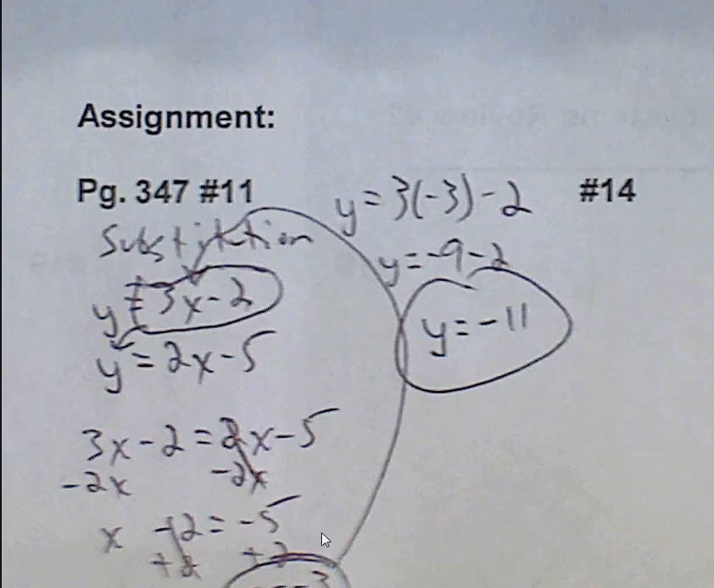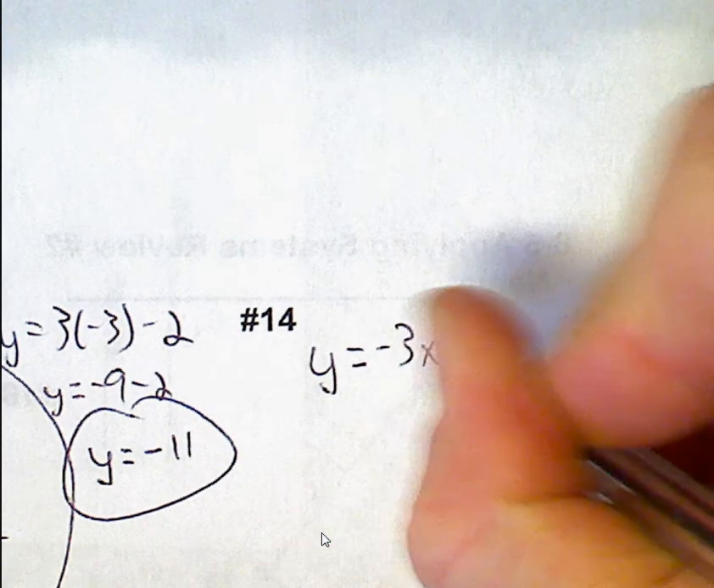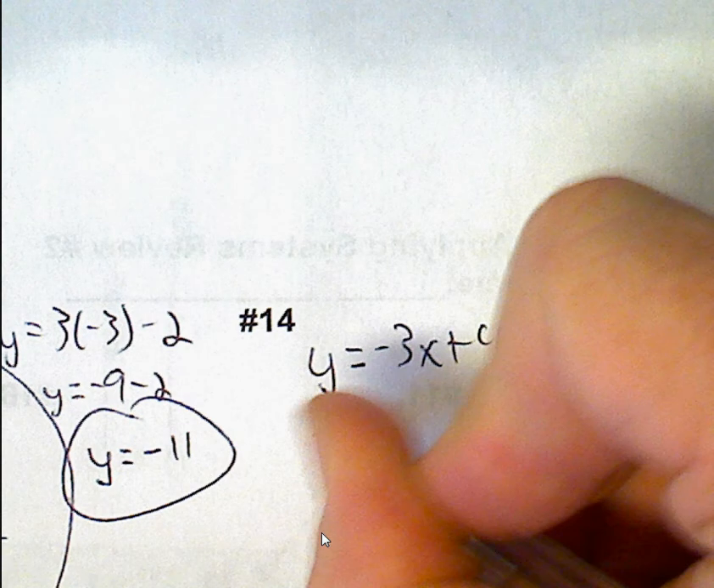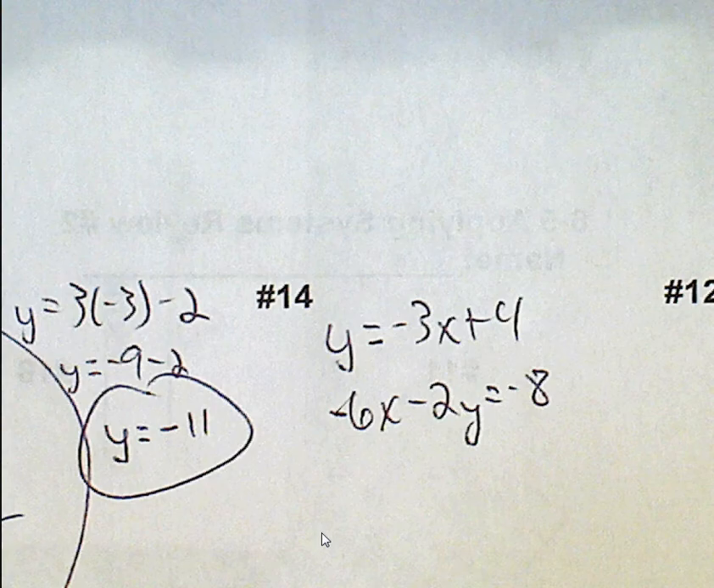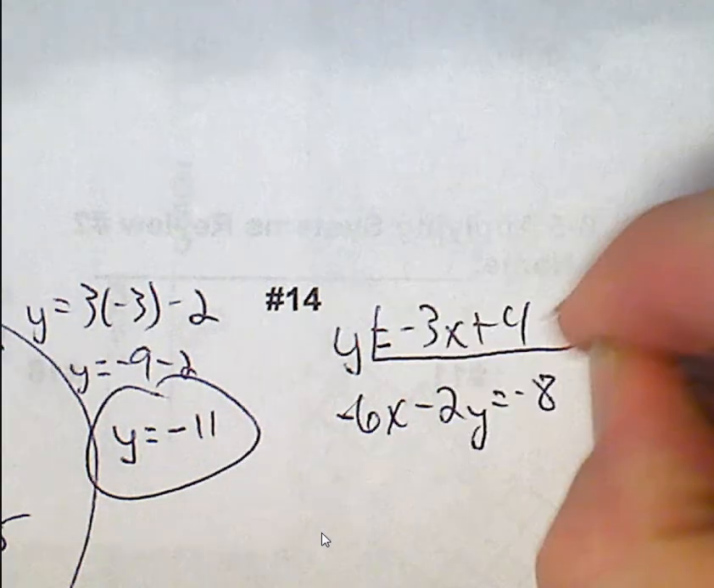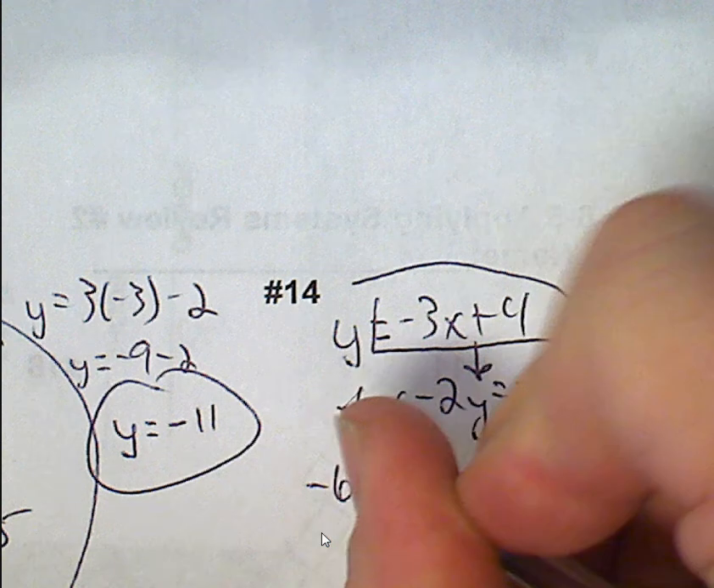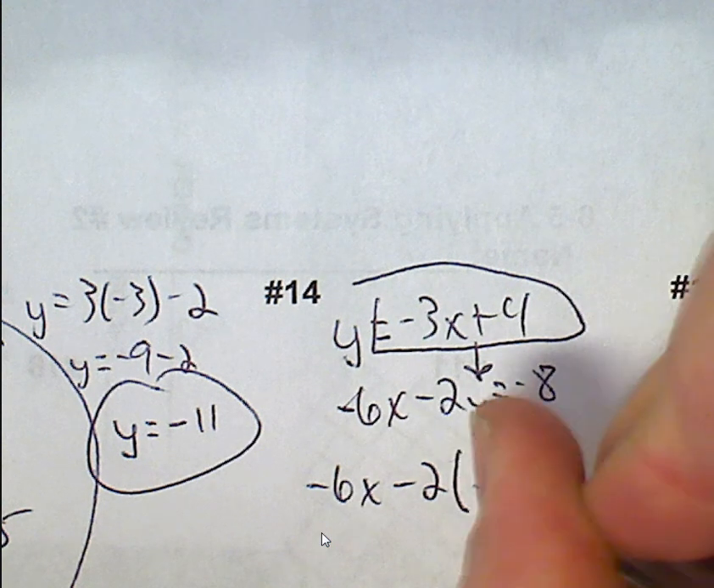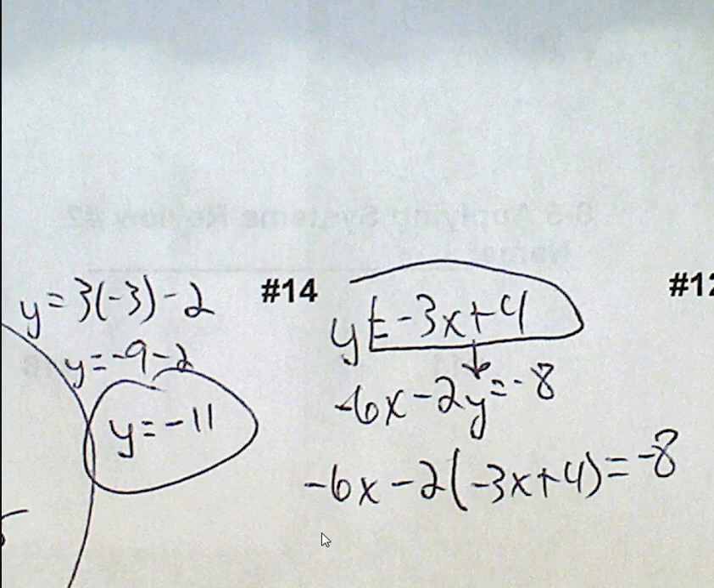Number 14, we are going to do substitution again. Y equals negative 3x plus 4. And I got negative 6x minus 2y equals negative 8. I need to substitute. The y is already by itself. I plug that into y. Negative 6x minus 2 parenthesis, negative 3x plus 4 equals negative 8.